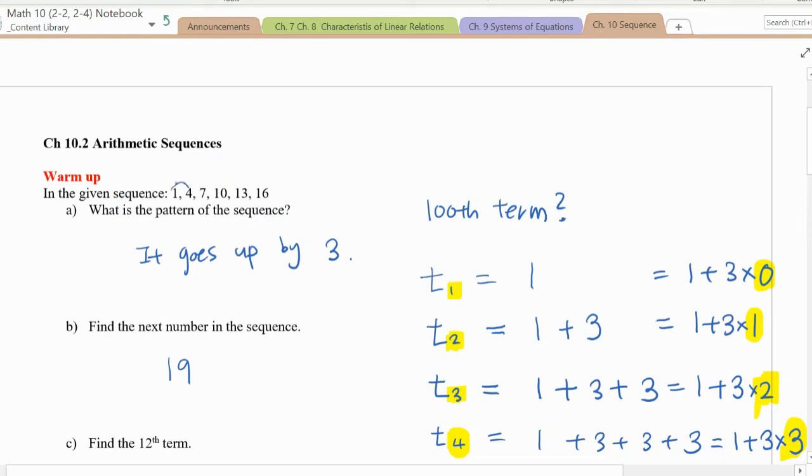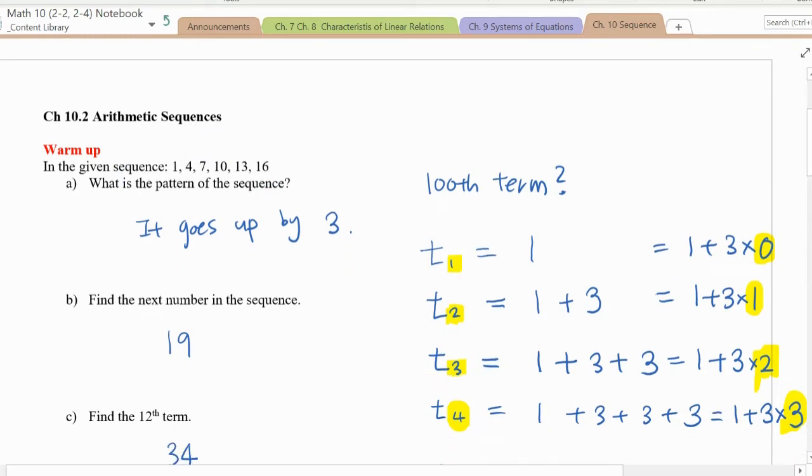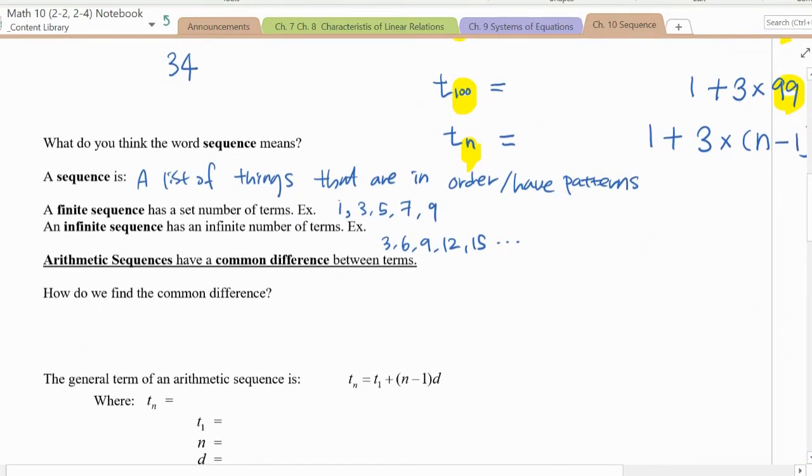So the common difference is the difference between two terms, right? Okay, so how do we find the common difference? We can simply subtract two terms, 3 minus 1, which is 2. So the common difference of this sequence is 2. What about this one? We just pick two terms and subtract, 12 minus 9, and that is 3, and that is the common difference.